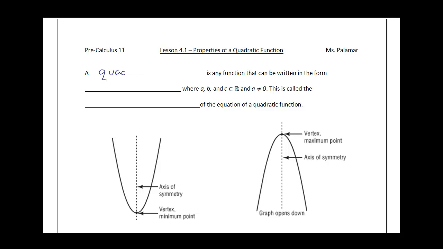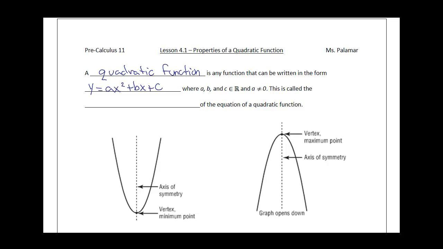A quadratic function is any function that can be written in the form y equals ax squared plus bx plus c, which we should already recognize from Unit 3, where a, b, and c are members of the reals, and a cannot equal 0. Because if a equaled 0, then we wouldn't have a quadratic equation here.